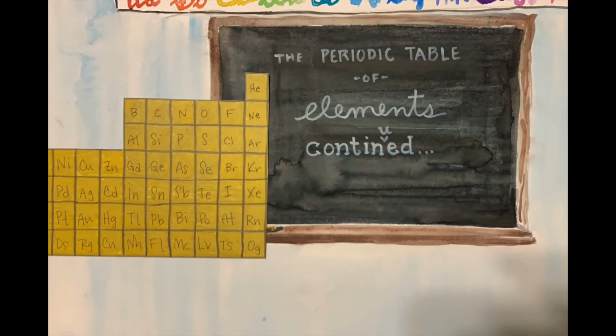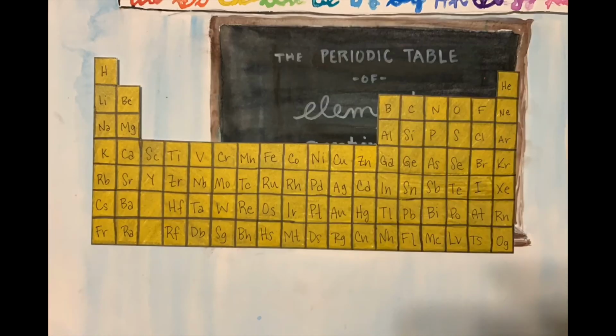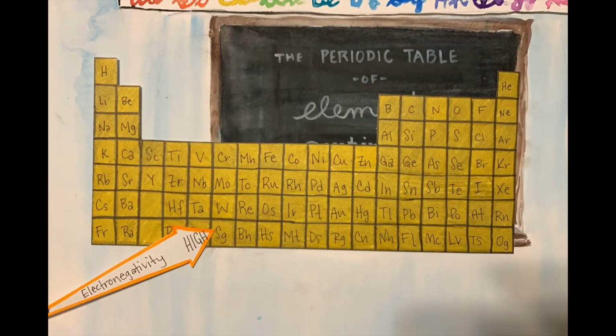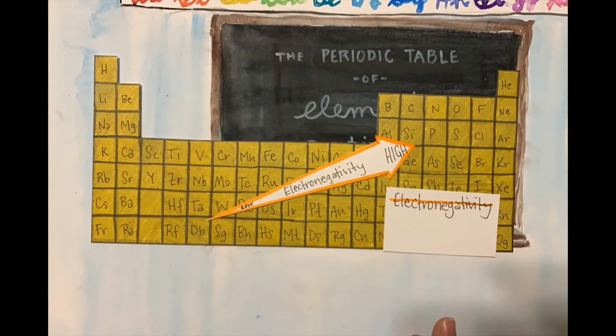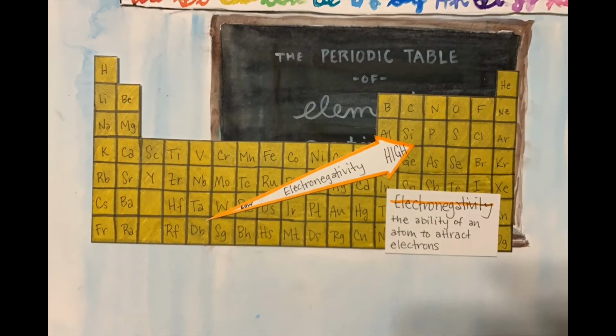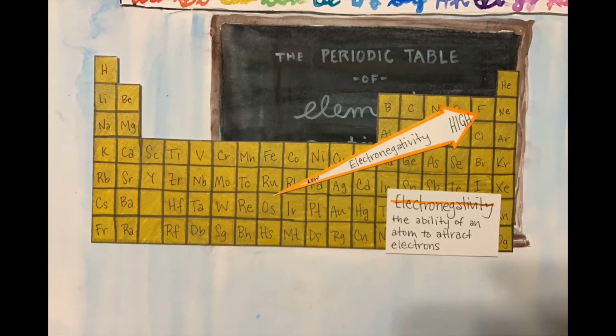Ta-da! Oh wait, did you think we were done? We weren't. One more thing to go over, and that is electronegativity and ionization energy. Electronegativity. This is the ability of an atom to attract other electrons. This is the other cool thing about the periodic table. The electronegativity tells us the ability of an atom to steal electrons from other things and to hold on to its own electrons.